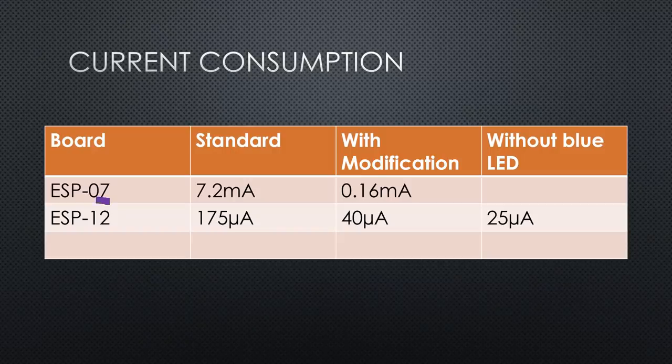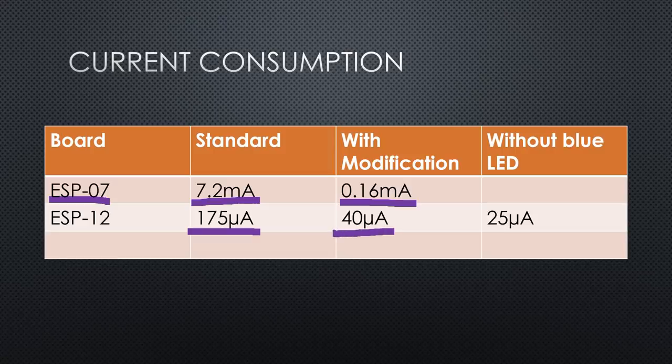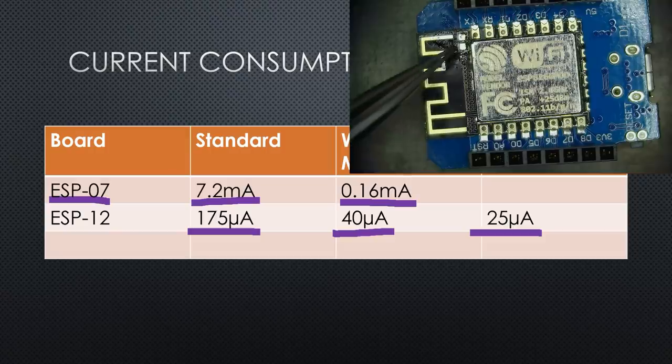The Wemos with the ESP07, without the changes, consumes in deep sleep around 7.2 mA on 5 volts from USB. If we cut the trace, it only consumes 0.16 milliampere or 160 microampere, nearly 45 times less. And the regular Wemos D1 Mini with a PCB antenna consumes 175 microampere without the changes, 40 microamperes with the changes I showed you, and only 25 microampere when I remove this blue LED. Still 7 times less. Cool!